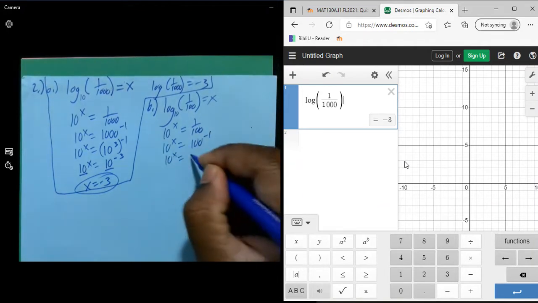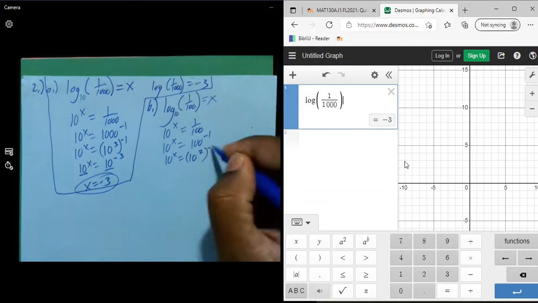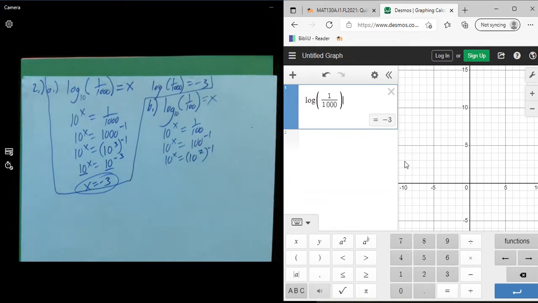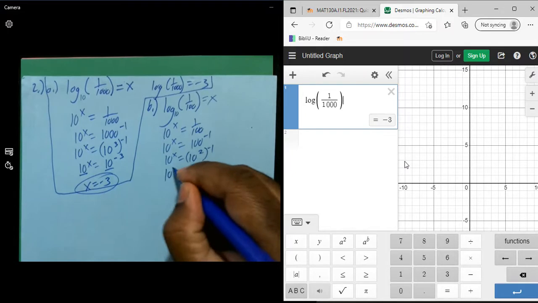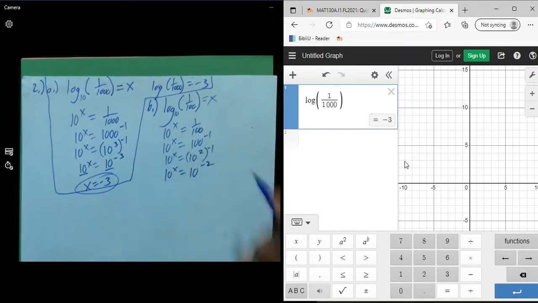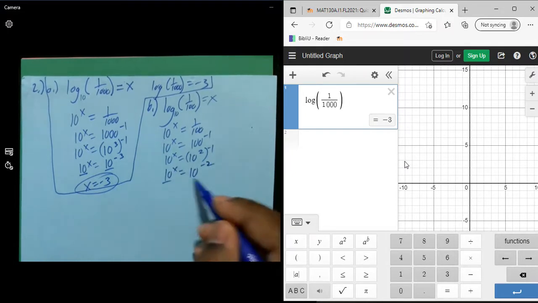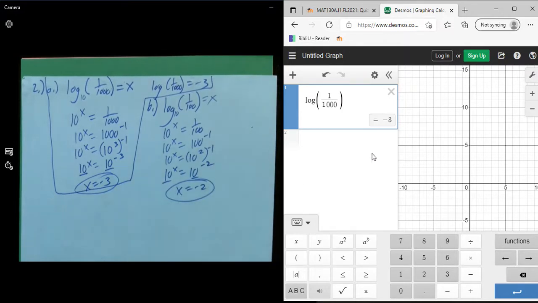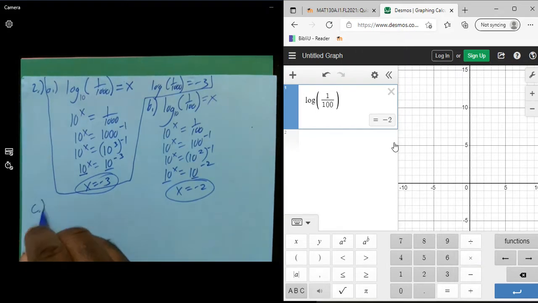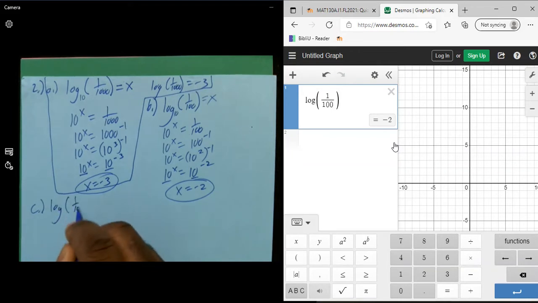We could change 100 to 10 to the second power. And that's taken to the negative 1 power. So it'd be 10 to the x equals 10 to the negative 2 power. Same base, we just set the exponents equal to each other. Now here in the calculator, all we have to do is just take away one of the zeros, and it gives us a negative 2. So that's B. Now C, we have log 1 over 10.